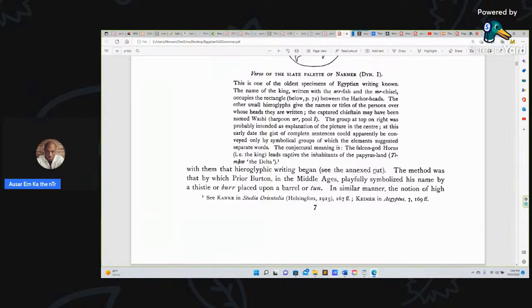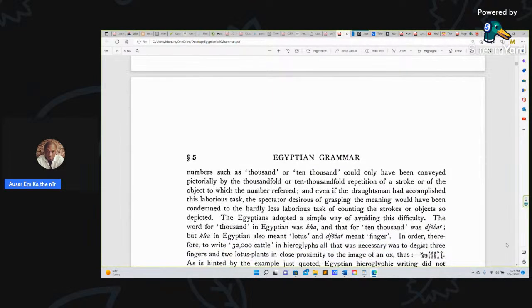See the annexed cut? The method was that by which Prior Burton in the Middle Ages playfully symbolized his name by a thistle or burr placed upon a barrel or tomb. In similar manner, high numbers such as 1,000 or 10,000 could only have been conveyed pictorially by the thousandfold or 10,000-fold repetition of a stroke or of the object to which the number referred.